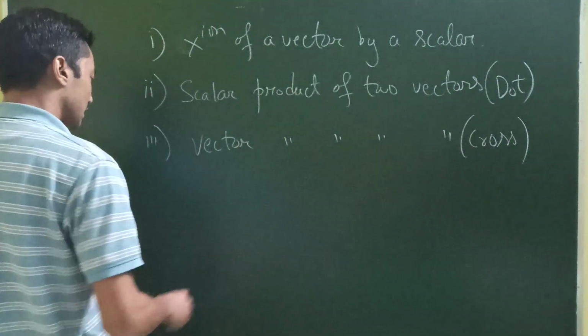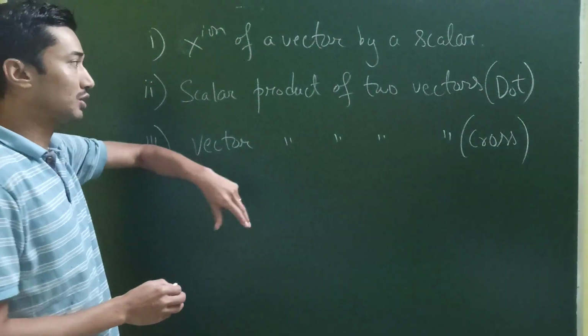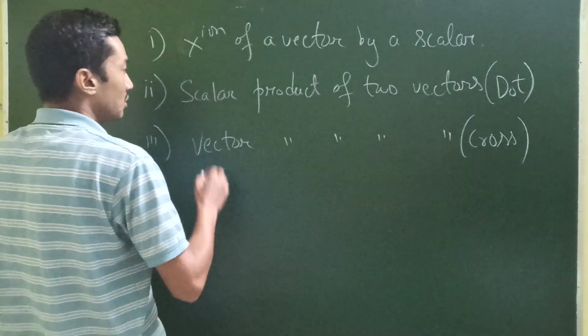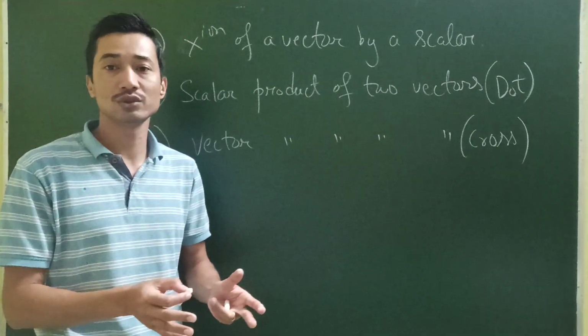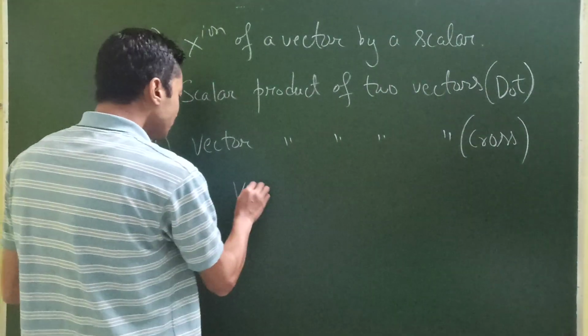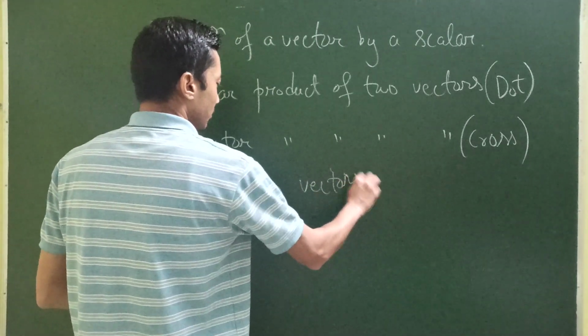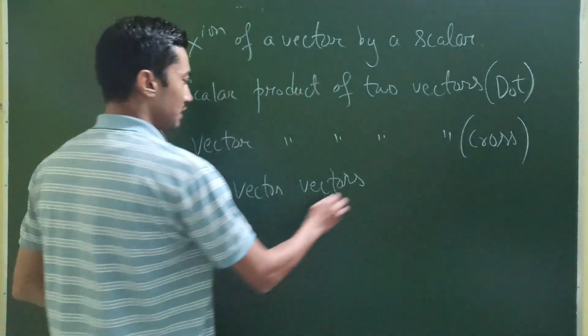Scalar product of two vectors. I'm not going to be discussing the first one, as I said, it's a very simple topic, but briefly let me tell you what these two are. In the scalar product of two vectors, we are going to be learning how to multiply two vectors, that is, vectors into vectors.